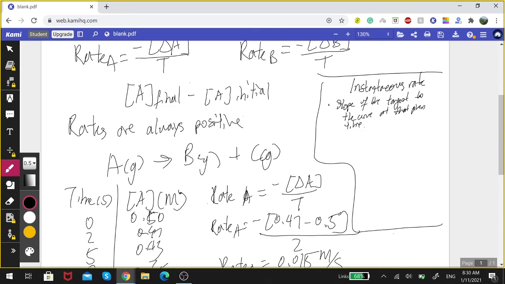So let's say this is our curve. We need to find the instantaneous rate at this time period over here, let's say 10 minutes. And you can find that by making a tangent line over here. And by finding the slope, you'll get the instantaneous rate. After learning the 3 different ways to find the reaction rate, now it's time for us to solve it.